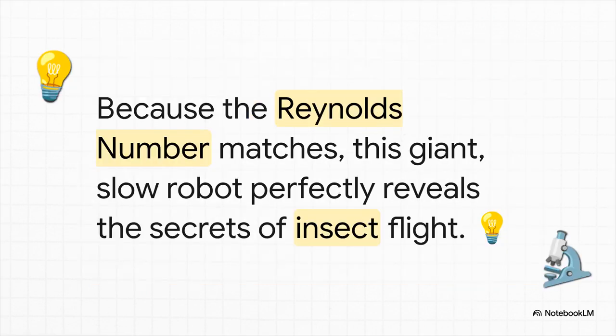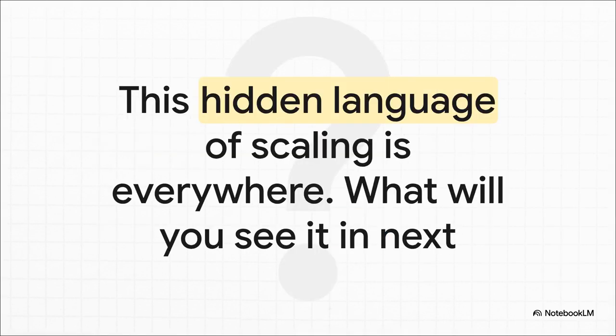And because that one magic number matches, the invisible swirls of air and the complex forces on RoboFly's wings are a perfect, scaled-up version of what happens on a real insect. This giant, slow, oil-soaked robot becomes a perfect window into the secrets of flight. It's all possible because of scaling. From designing our cars to understanding how a tiny fly stays in the air, this hidden language of scaling and dimensionless numbers is all around us. It's the engineer's secret superpower. The only question is, now that you know about it, where are you going to see it next?